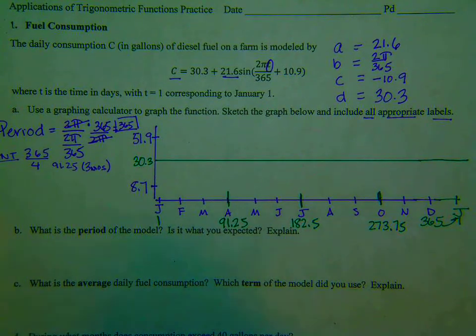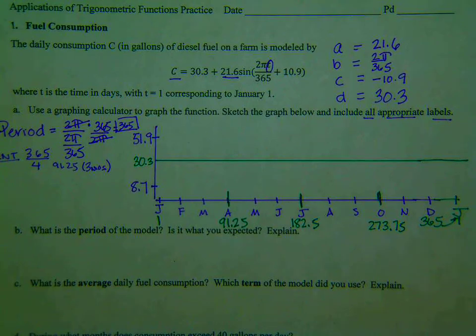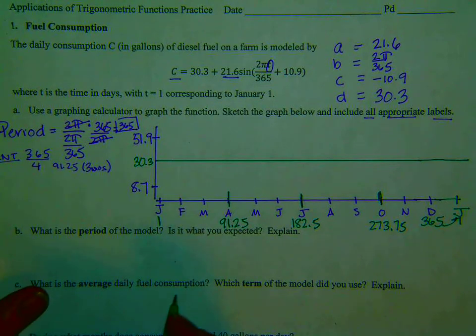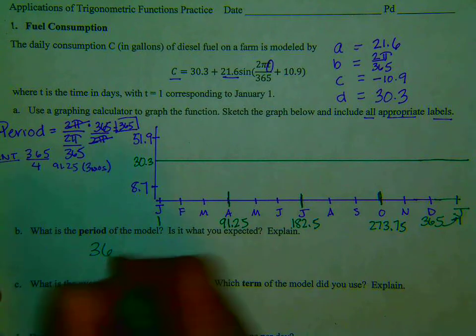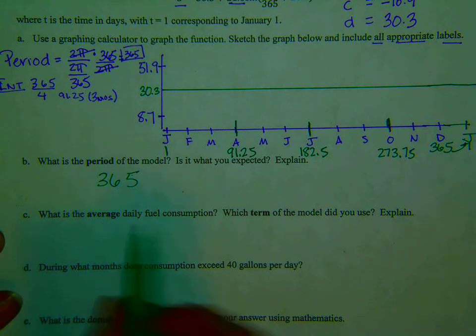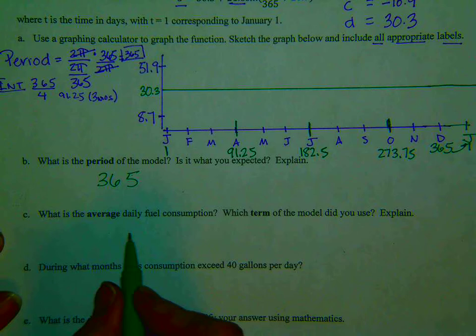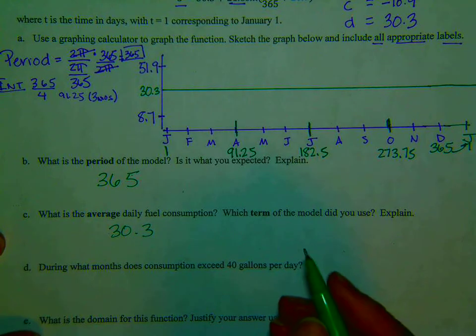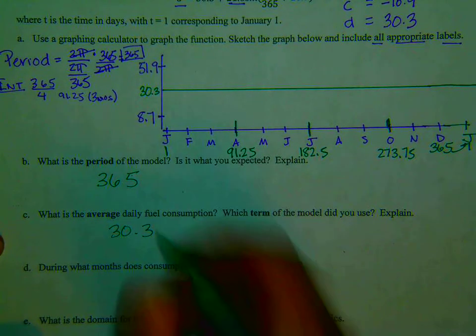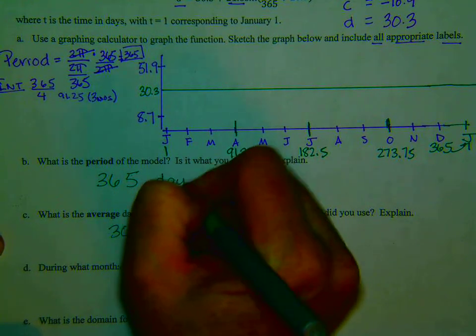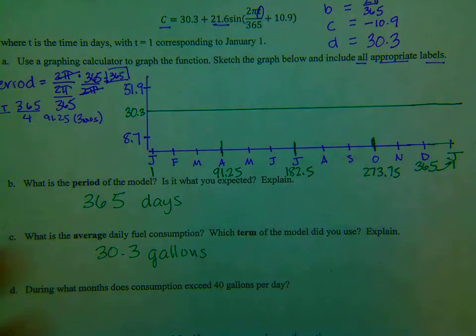Okay, so there's my graph. Now we've got our period. What is the period? We've answered that: 365 days. What is the average fuel consumption? The average fuel consumption is going to be 30.3 gallons. And this, by the way, is days. Period is days. Now, before we go any further, let's graph this on our calculator and sketch our graph, okay?